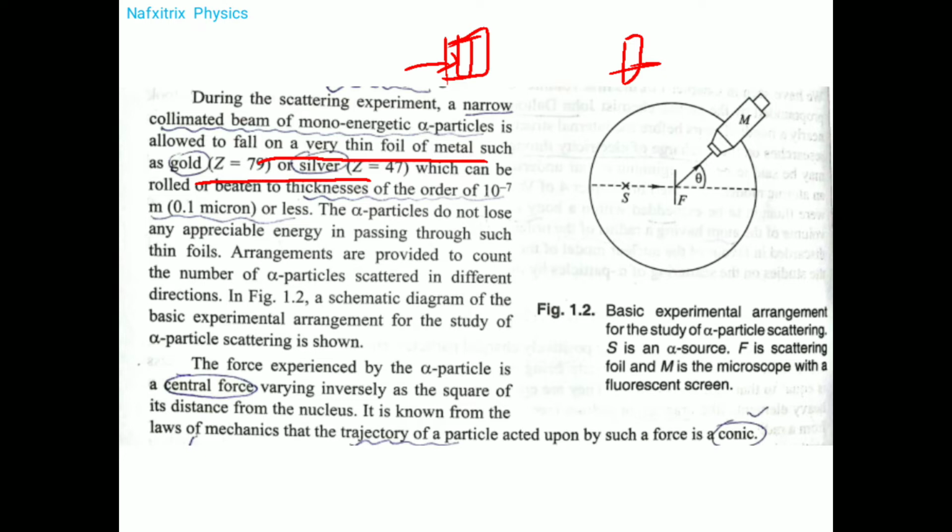If it is thin, it means some nuclei, so it would lose less energy, and we could observe the outgoing alpha particles and make clear observations on them. So that's why it has to be very thin.